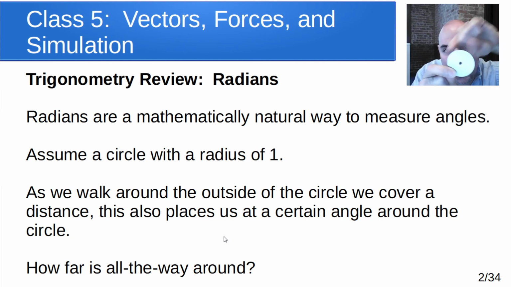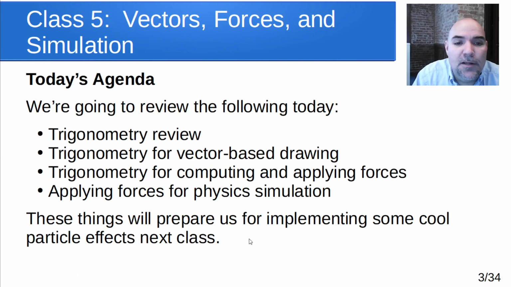Halfway around is pi. Quarter of the way around is pi over 2. Eighth of the way around is pi over 4, and so forth. 1 degree walking around would be pi over 180, and so forth. So the idea there is that it's just how far we walk around the circle.